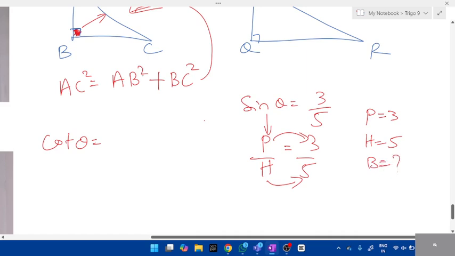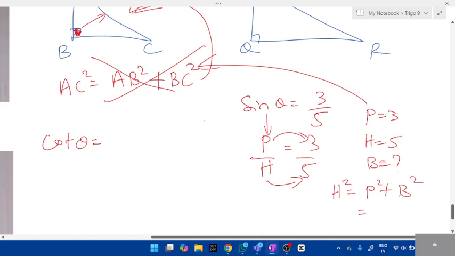Yeah, base is missing. Don't draw a diagram or use that formula. Never use this. What's the formula you have to use? H square is equal to, hypotenuse square is equal to P square plus B square. 25 is 9 plus B square. 9 goes to the other side. B square will be 16, so B is 4. So we have all three values, students. P is equal to 3, H is equal to 5, B is equal to 4.